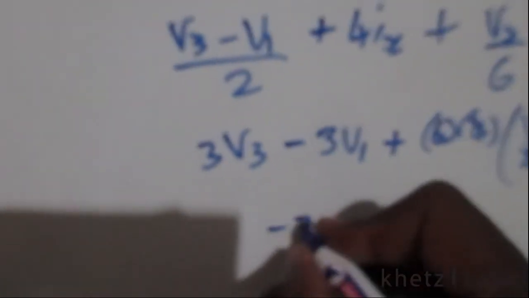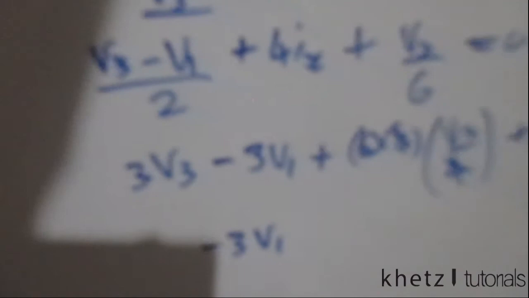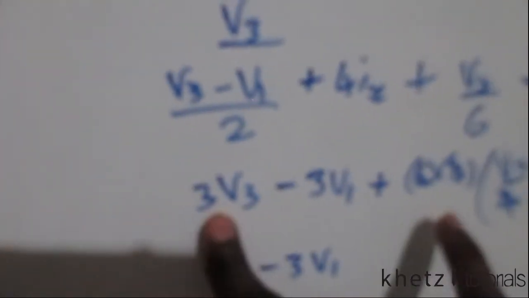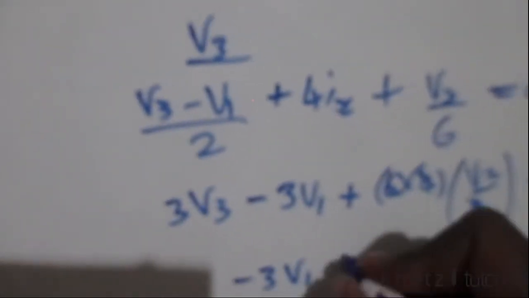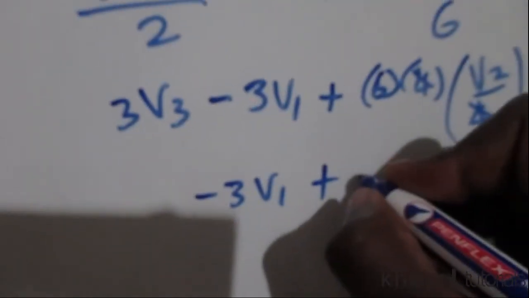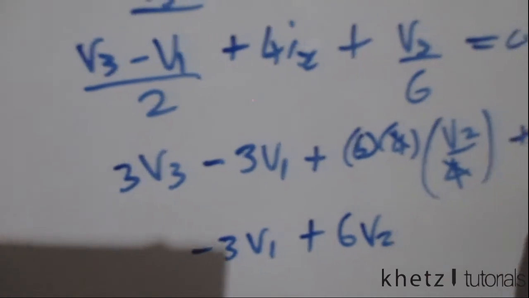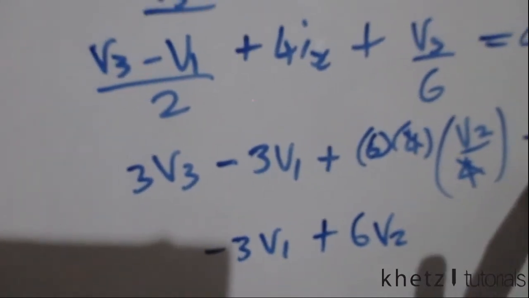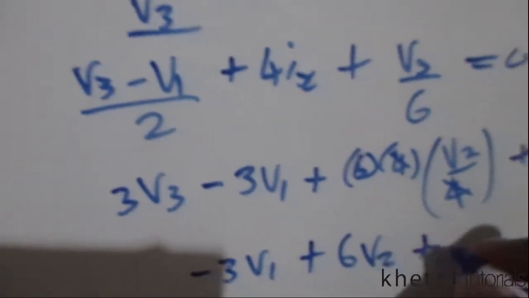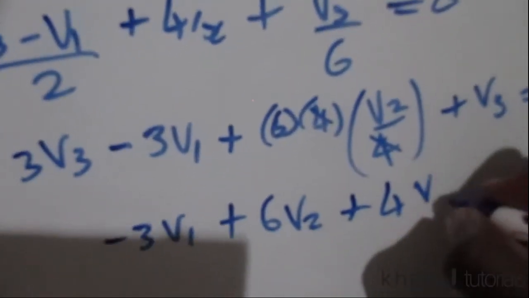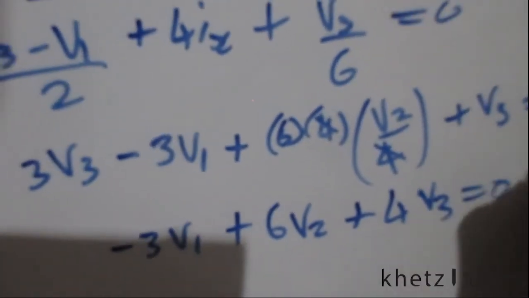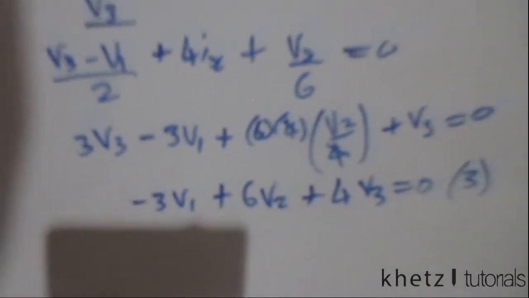Your final equation is going to be negative 3V1 plus 6V2, and adding V3 to what we have, plus 4V3 equals 0. So these are the three equations which we have.